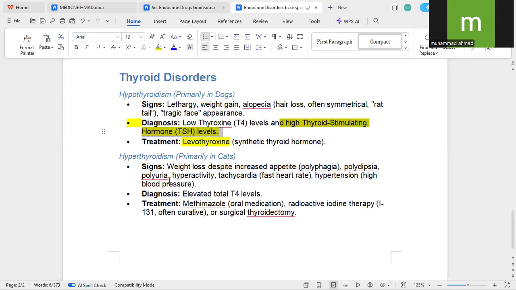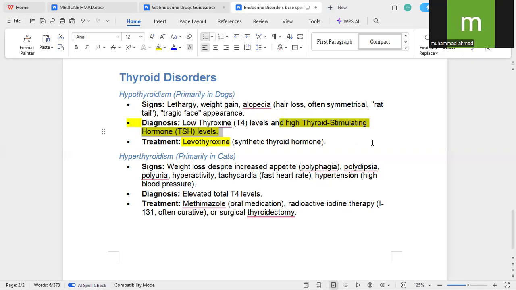So what are the clinical classical signs? These are weight loss despite increased appetite, polyphagia, polydipsia, polyuria, hyperactivity, tachycardia, a fast heart rate due to the faster metabolism, and hypertension. Diagnosis is elevated total T4. Here is important: serum total T4 is the confirmatory test.